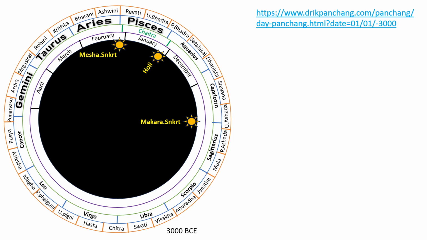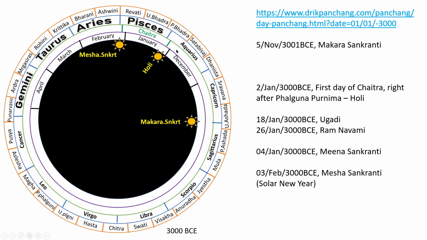So here the stellar system is the same as in the previous figure. Ashwini here, Aries here and all. What has changed is mostly the position of the Gregorian months. Chaitra will be more or less the same here because it's locked to the stellar system. So Makara Sankranti, Holi, all these things are locked to the stellar system, so their positions will be in these two cases. In the case of Sankrantis, it will be exact. Holi, it will be somewhere around here.